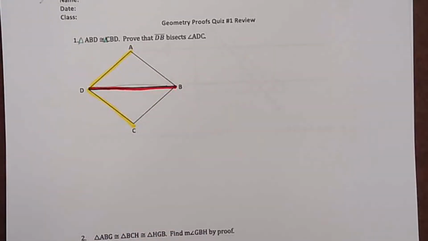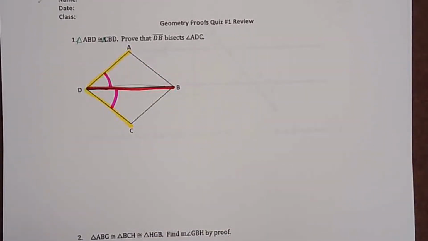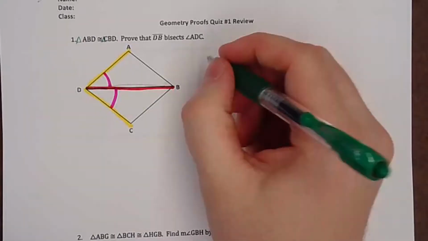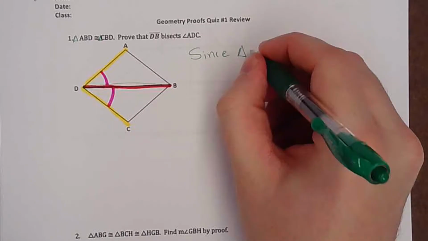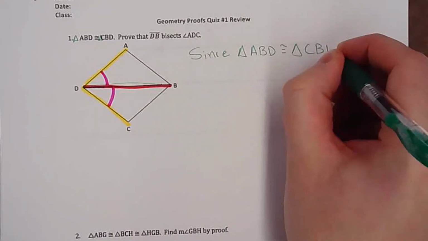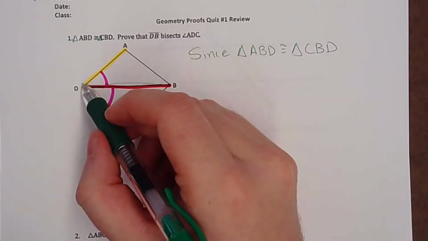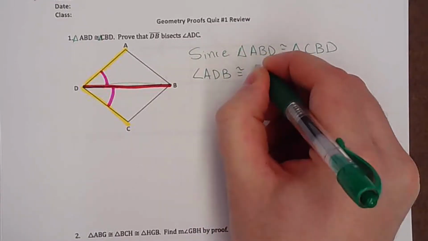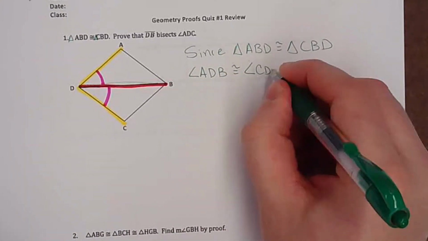So I'm going to write this in pink. We have not proven this, but this is what we want to prove. We want to prove that those two angles are the same, okay? So the way we do that is we do it with CCP, corresponding congruent parts. So we write since what they gave us, triangle ABD is congruent to triangle CBD, we know that angle ADB is congruent to angle CDB. And how do I know that?